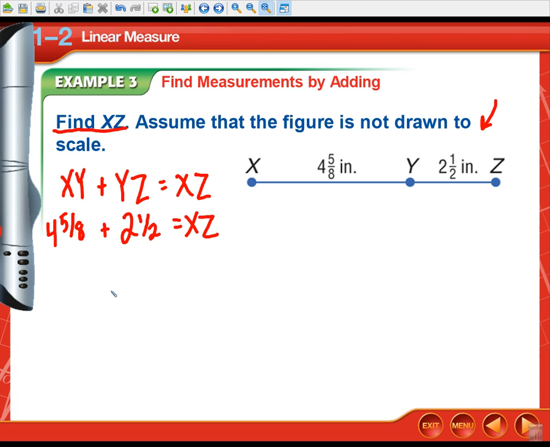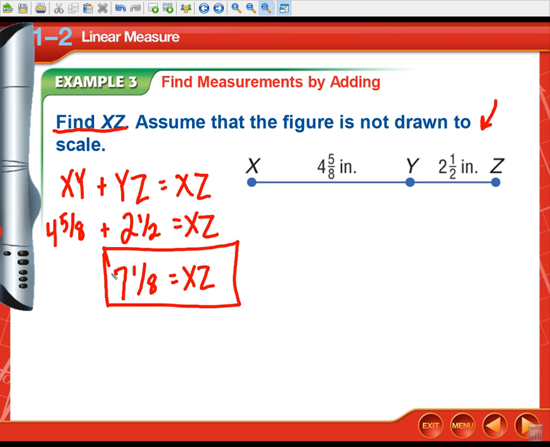I'm going to jump ahead. If you wanted, you could put these in the calculator to see how to do these fractions. I'm not going to explain that in this video. If you need answers to that, let me know. But I'm just going to jump ahead to our answer here. Our answer is 7 and 1/8 is equal to XZ. Okay, 7 and 1/8.